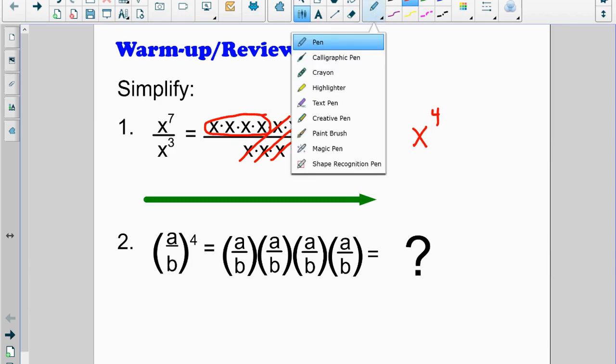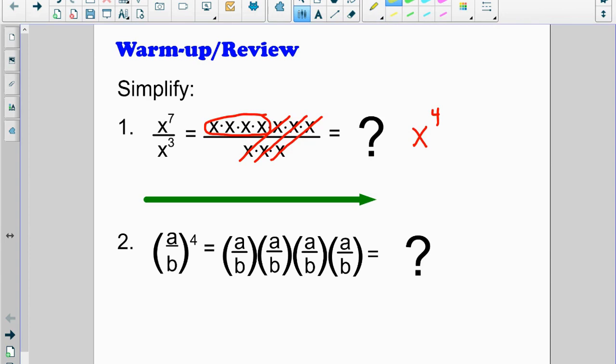So one of the properties we look at today with our division or quotient properties is going to take a look at what happens when you divide two powers with the same base. In other words, dividing x's by more x's. And I want you to think about what we did to get an exponent of 4 in this first example. Okay, that's going to come up in one of our properties.